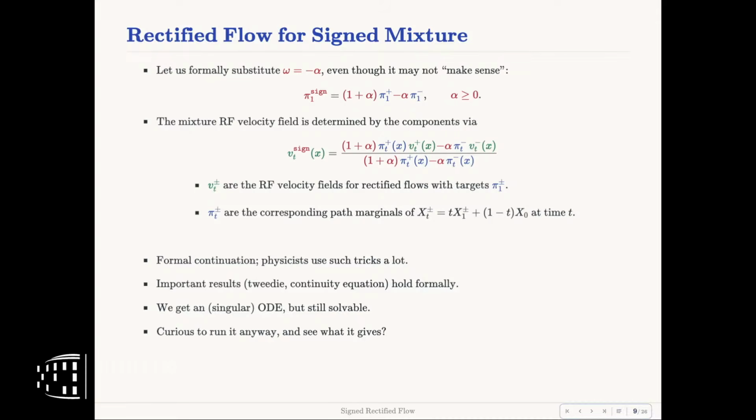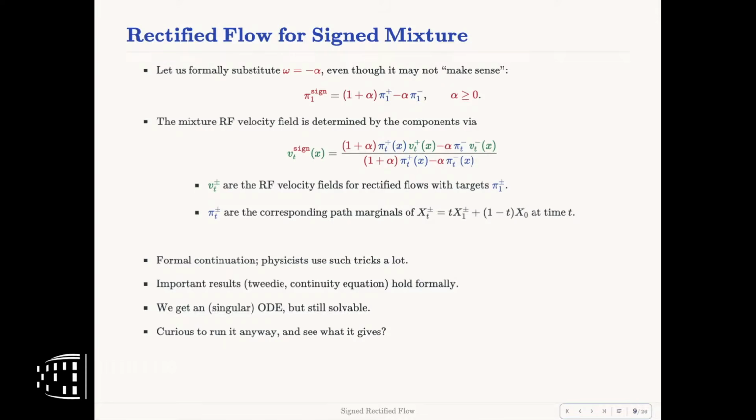Everything is really nice. So singular ODE, in fact, it's a stably singular ODE, which means that the singularity is helping you stabilizing in the definition domain. So it's still a solvable ODE in most cases. So you can still run the ODE, right? And then you're curious what's going to happen exactly. And the rest of the talk is going to discuss what's going to happen if we actually run this strange ODE, right?